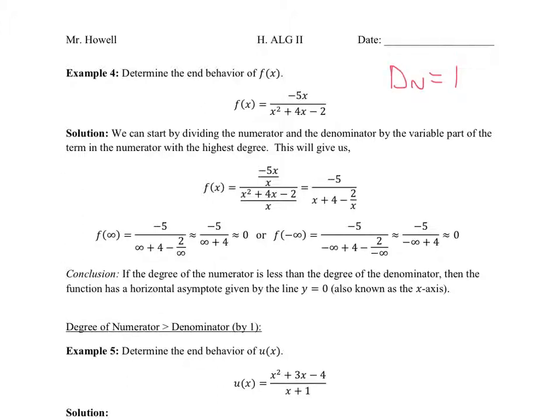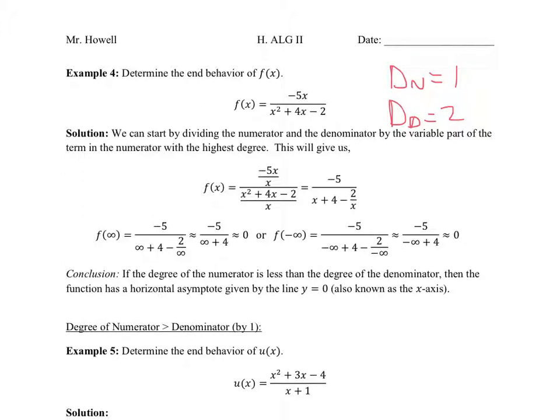One. Careful, there's an x there, right? The degree of the denominator is? 2. Right? Look at the exponents. Come on, I shouldn't have to wait for that answer. X squared in the bottom is 2. X to the first in the top makes it 1. So the degree of the numerator is clearly less than the denominator.